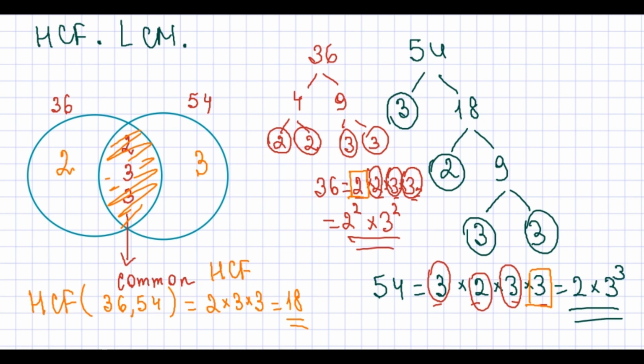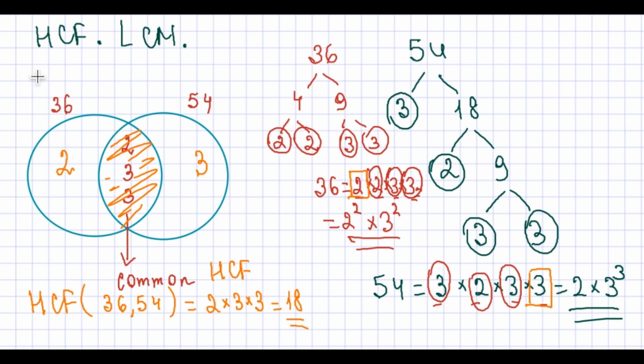It means, guys, that 36 and 54 together, they divide by 18 maximum. There is no number more than 18 that 36 and 54 both can be divided by. Okay, now let us investigate the LCM one. HCF, we have already found that it is 18. The middle part, the common part, belongs to HCF. If we multiply the numbers that are in the common area, the answer is HCF.